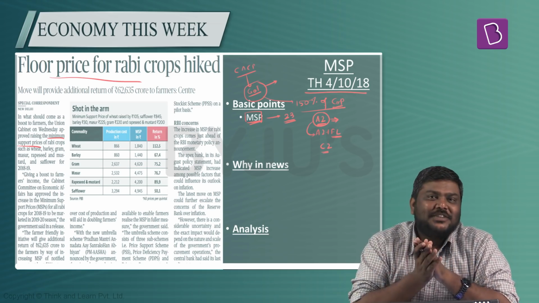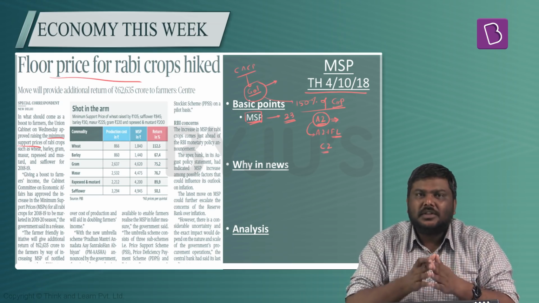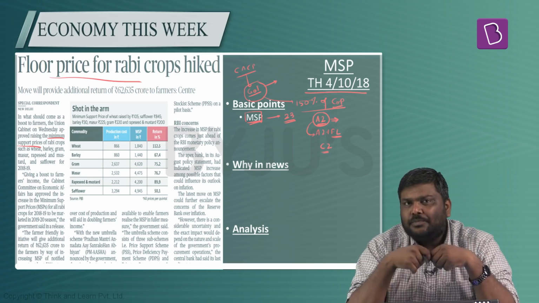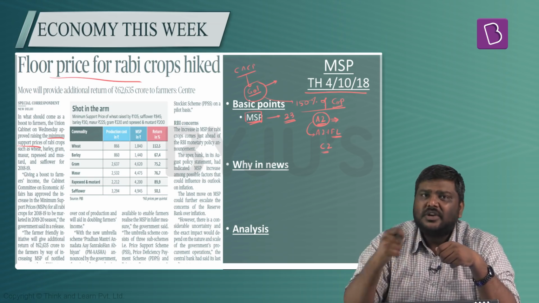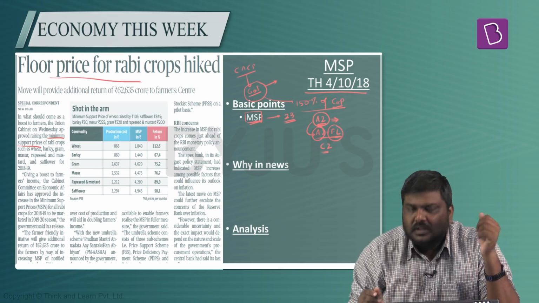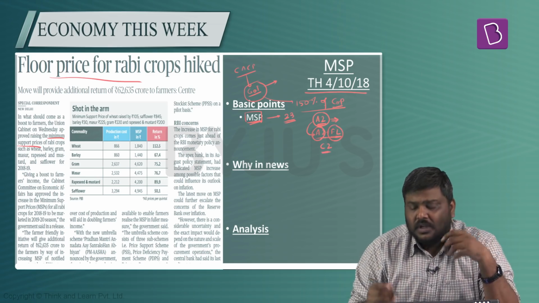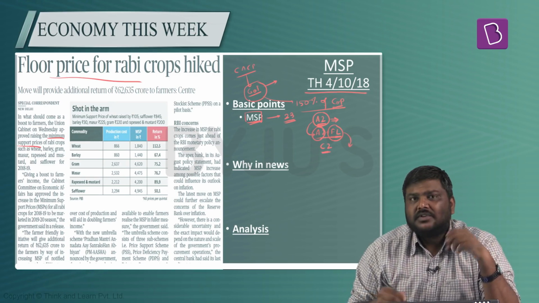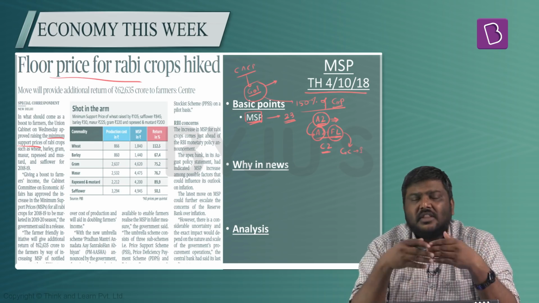In certain situations, we end up using family members as labor on the field. But we never pay for this labor, whereas other labor that we have hired, we actually end up paying. So when we calculate A2 plus FL, apart from A2 cost, we will also calculate the imputed cost of the family labor. Whereas in case of C2, apart from A2 plus FL, we will also calculate the cost of capital in the form of, let's say, interest or in the form of land.